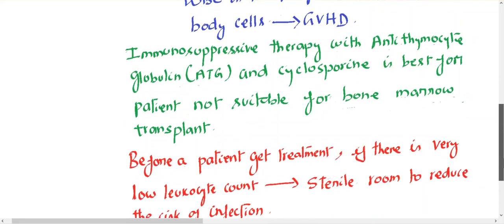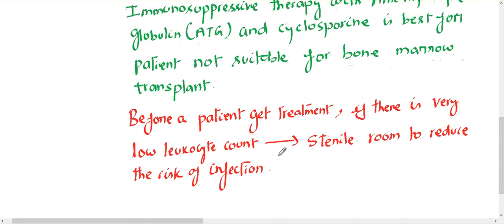All right, and before a patient gets treatment, we know that these patients have leukopenia and are prone to all kinds of infection. So it is very important that if they have a low leukocyte count, you should put them in an isolated sterile room to reduce the risk of infection. Okay, so that was all about aplastic anemia guys.